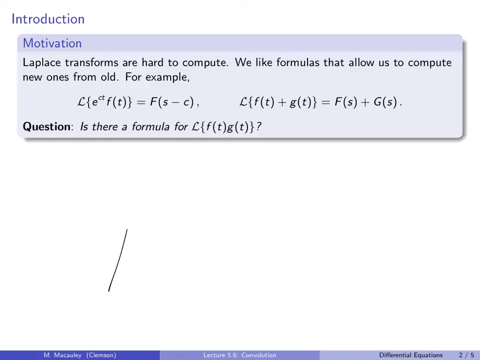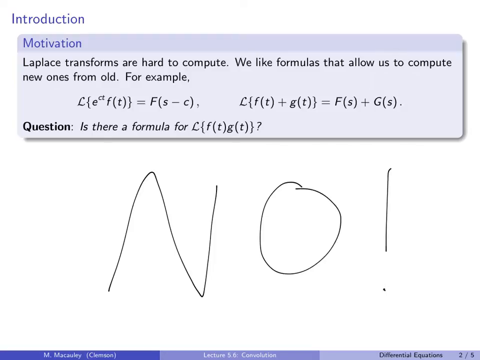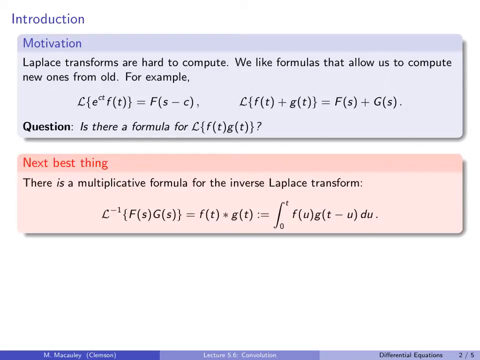So unfortunately, you guessed it. No, there is no such formula. However, it turns out that there is a multiplicative formula for the inverse Laplace transform. Namely, the inverse Laplace transform of big F times big G is little f star little g, where this star is called, this is not just multiplication, this is called convolution, or the convolution product, and it's given by this curious looking formula. So you multiply f of u and g of t minus u, and you integrate out the u. So it's a little bit strange to look at. Again, it takes a little while to get used to.